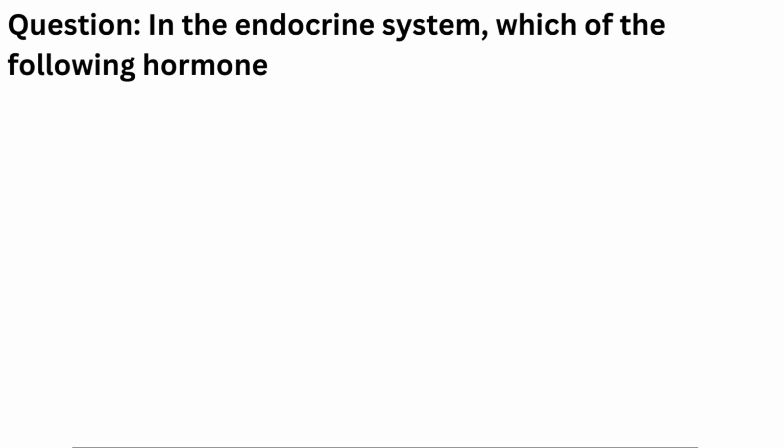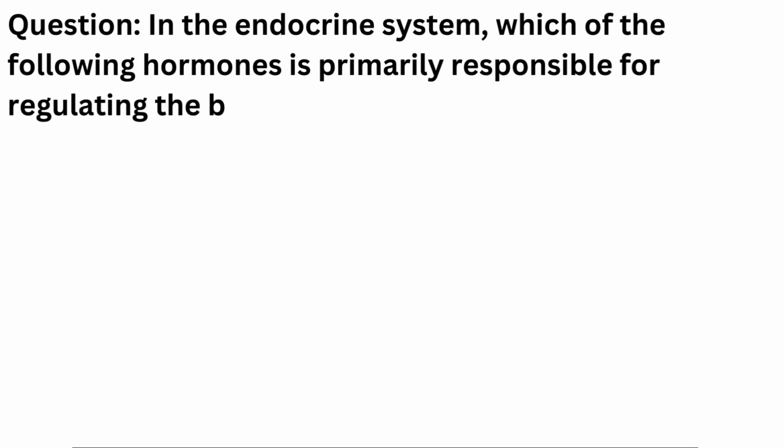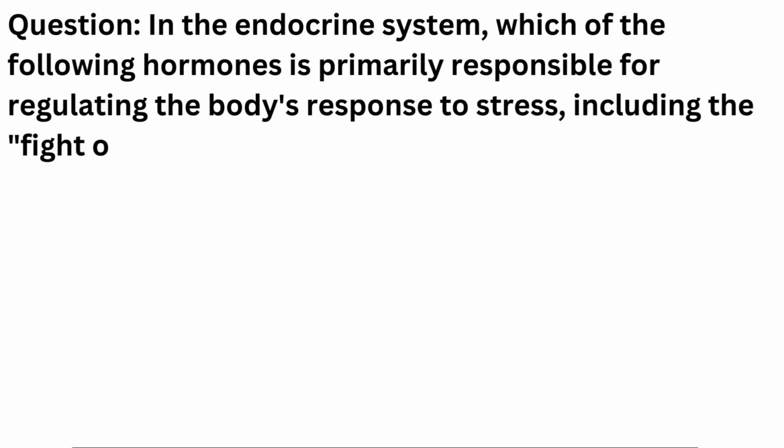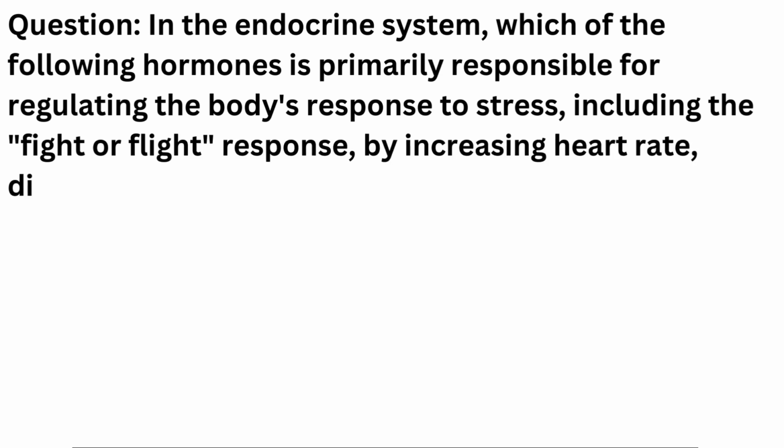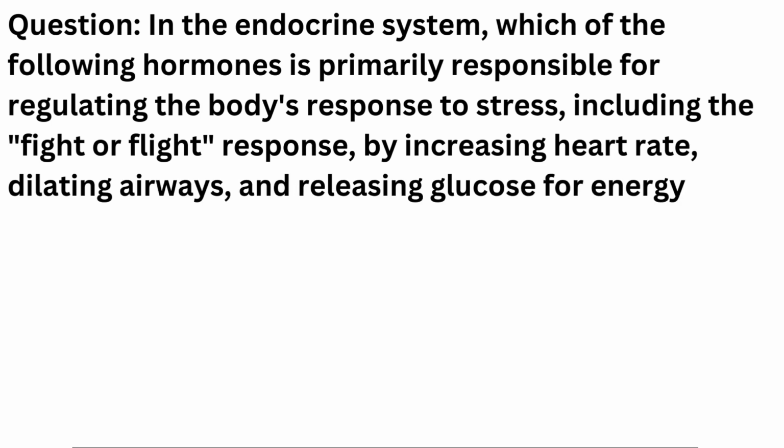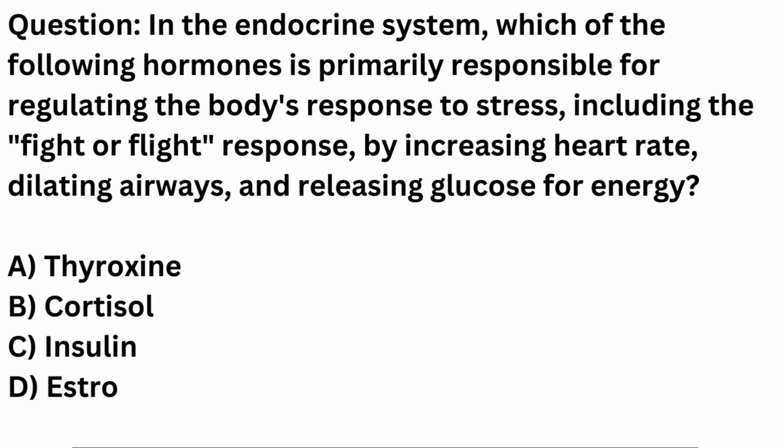Question. In the endocrine system, which of the following hormones is primarily responsible for regulating the body's response to stress, including the fight or flight response, by increasing heart rate, dilating airways, and releasing glucose for energy? A. Thyroxine. B. Cortisol. C. Insulin. D. Estrogen. Correct answer is B. Cortisol. Question.